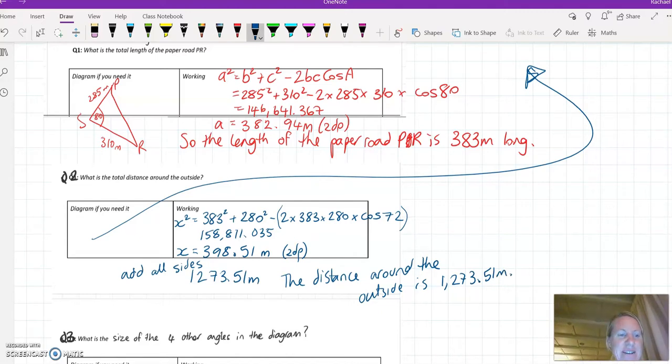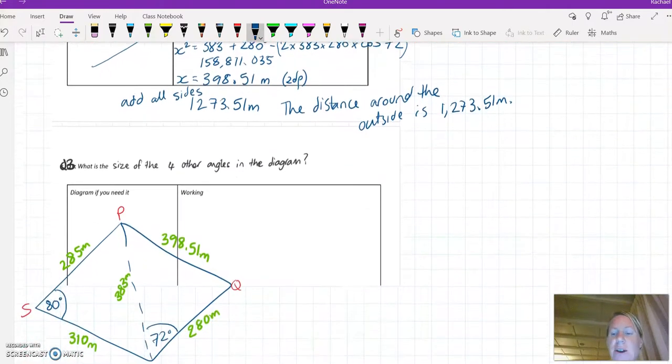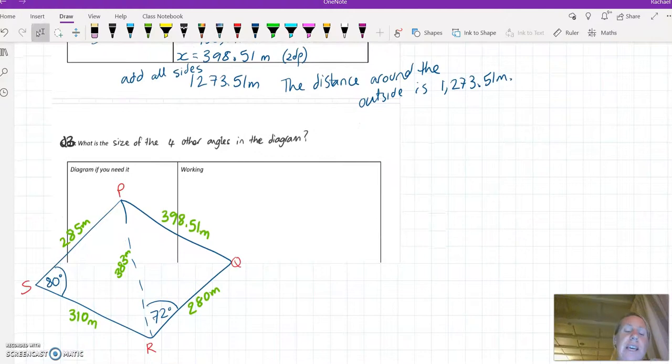All right. Question 3, what is the size of the 4 other angles in the diagram? The first thing that I would do here is draw your diagram again nice and clearly. For me with the screen, I can't see the top of it very clearly, and you don't want to be flicking back and forth or scrolling up and down all the time. So I've just redrawn the diagram with all the numbers that I now know, including those 2 lengths that I've found.